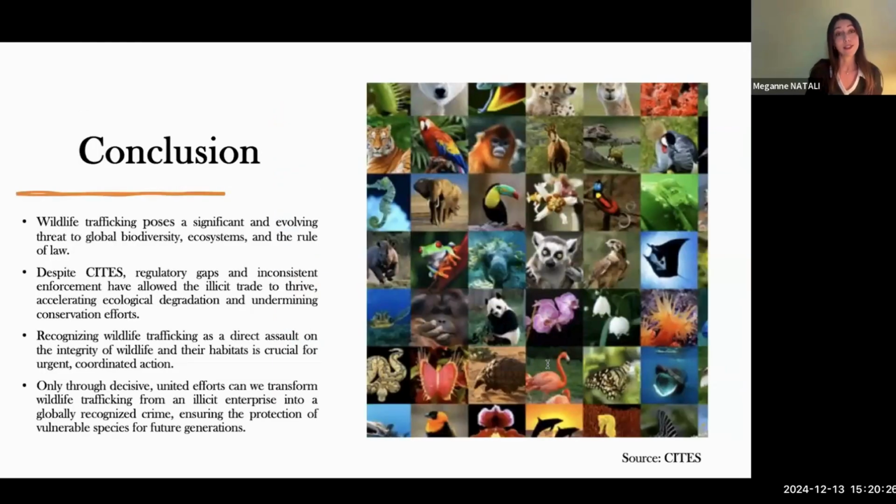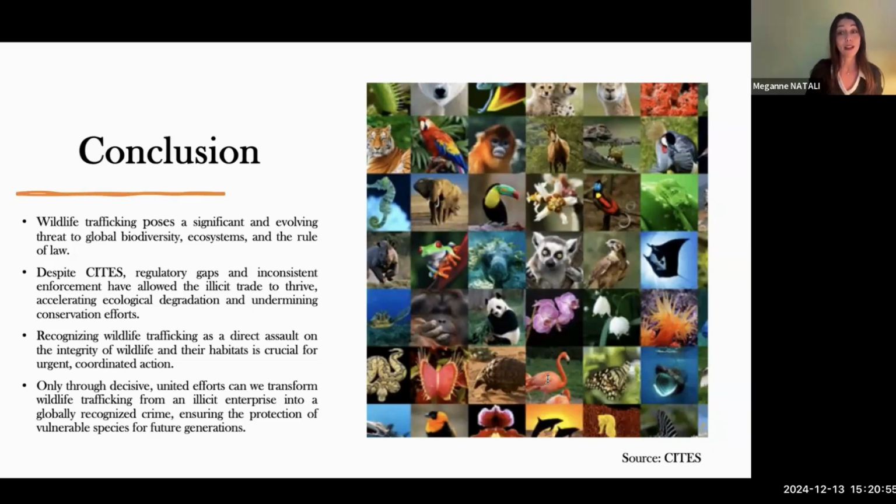So in conclusion, wildlife trafficking continues to pose an immense and evolving threat to global biodiversity, ecosystems and the rule of law. Despite the foundational framework of CITES, regulatory gaps and inconsistencies in international enforcement have enabled the illicit trade to flourish, exacerbating ecological degradation and undermining efforts to protect endangered species.